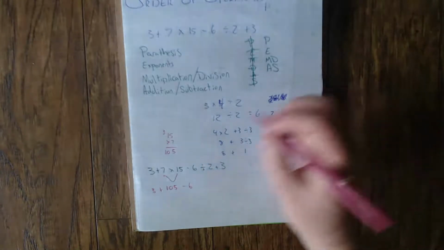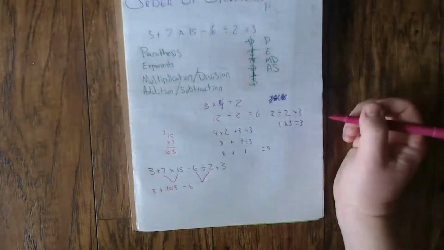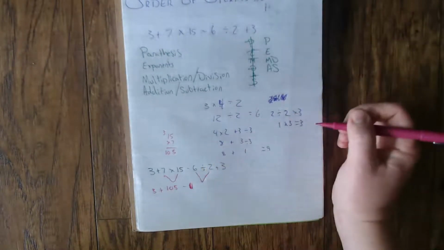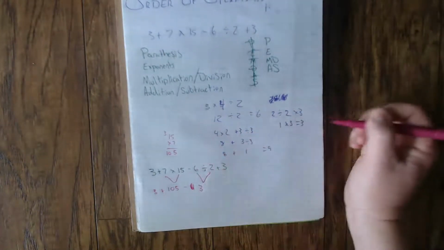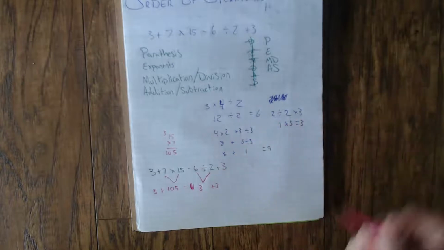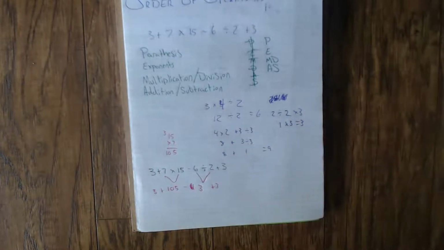Oops, I lied. Whoa. 6 divided by 2. So let's get rid of this. 6 divided by 2 is 3, and then we do our plus 3. So we did our multiplication, we did our division first.